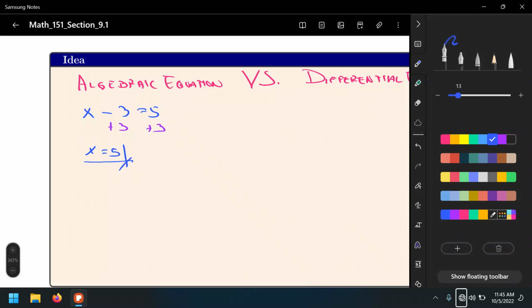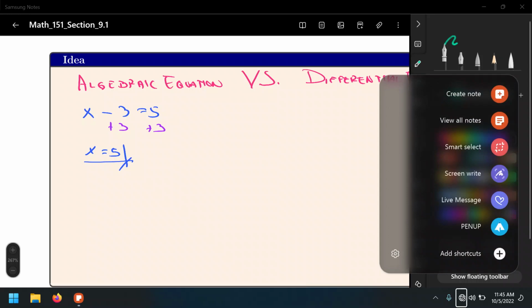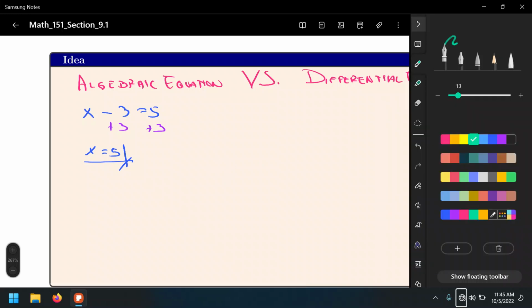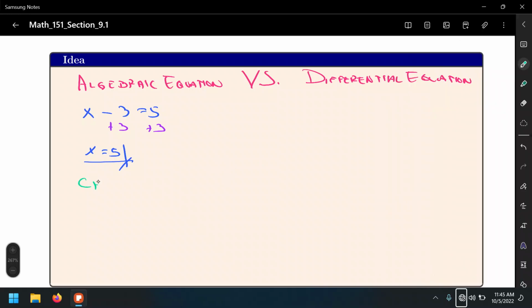So in this case, what are we doing when we solve this equation? We're looking for the value of x such that when we subtract 3, we get a 5. So when you first learn how to solve linear equations in general, you had to check.